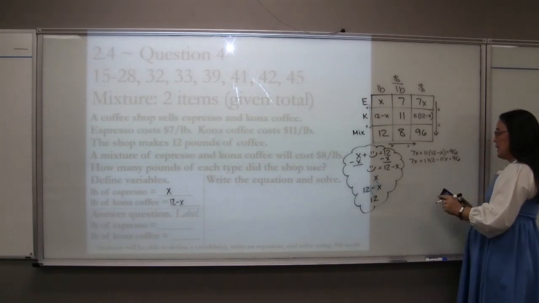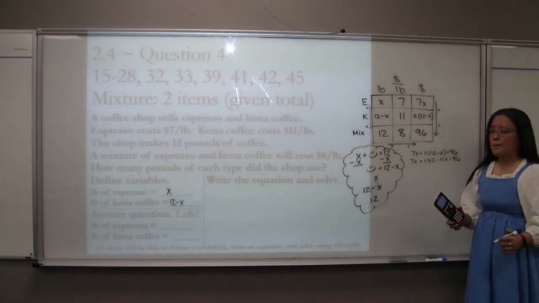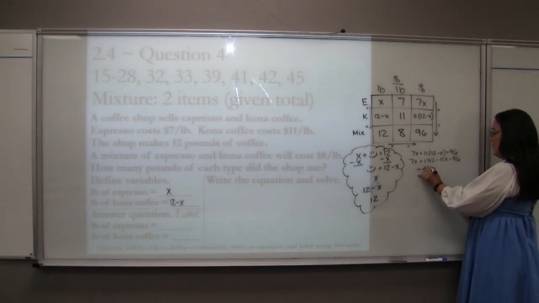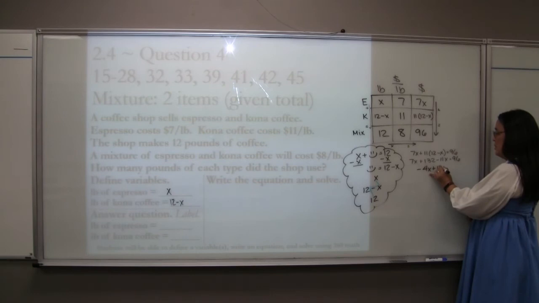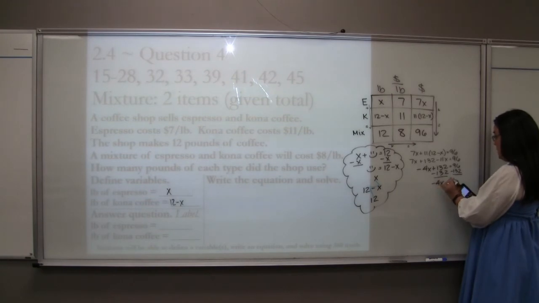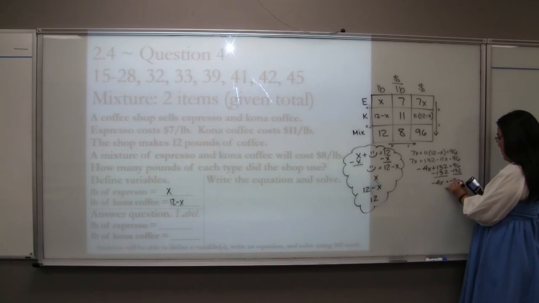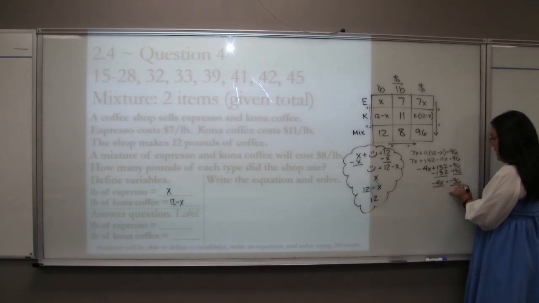Oh no, when I combine like terms, 7 minus 11 comes out as a negative number. It's okay. Negative 4x plus 132 equals 96. Because what's going to happen is when I subtract 132, oh no, I'm going to get another negative number. Negative 4x equals 96 minus 132, which is negative 36. And when I divide a negative by another negative, it will come out as a positive 9.